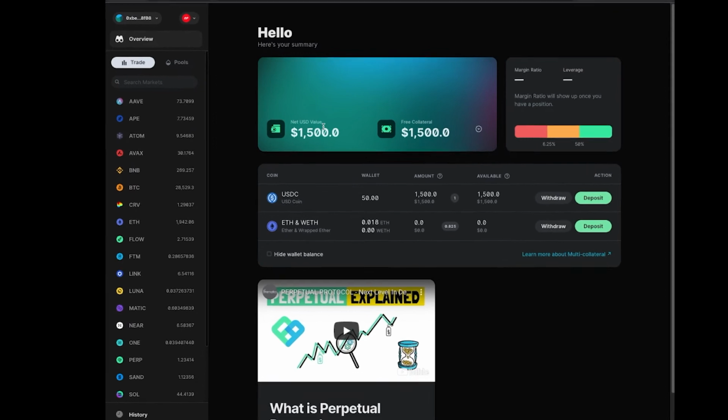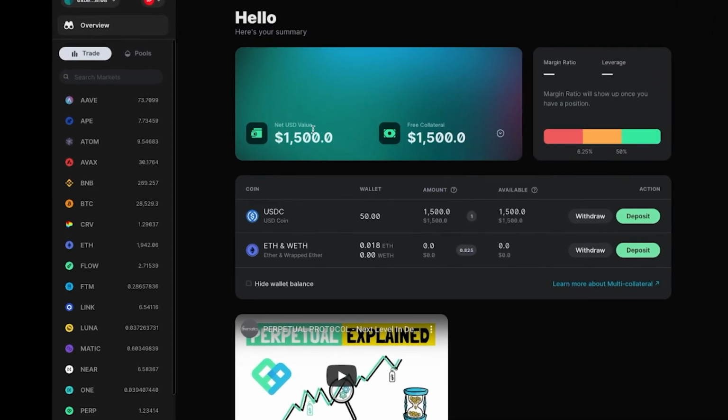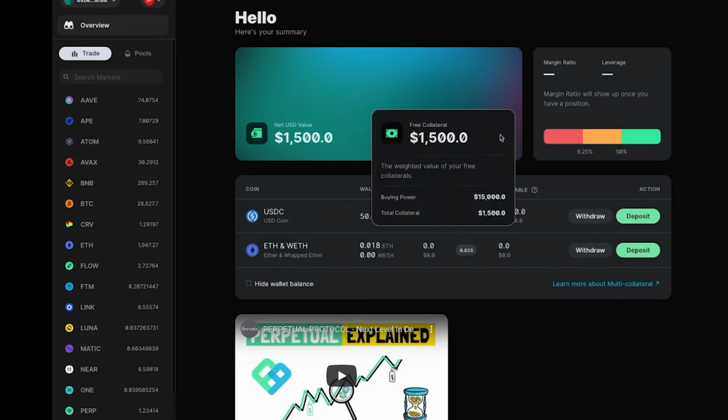Here you can see two figures of interest displayed on the UI: the net USD value, which is the total market value of your deposited assets, and your account's free collateral. These two values are equal since we have only deposited USDC. Clicking on the tooltip, we can see that the buying power is 10 times the free collateral value when just using USDC.